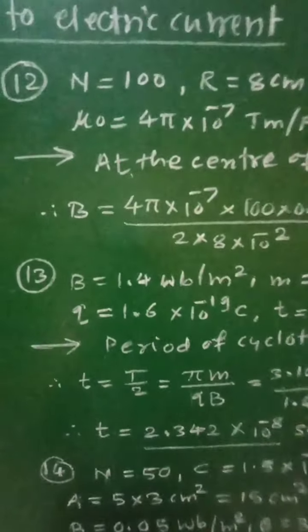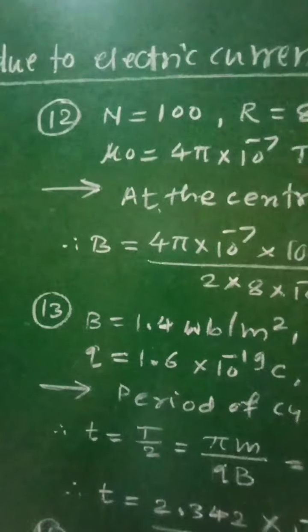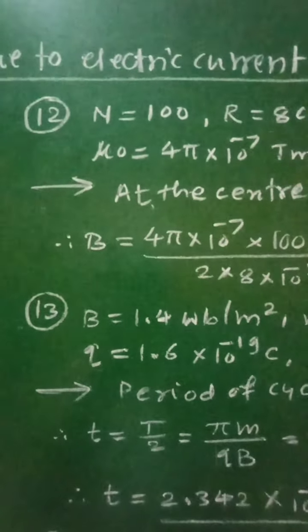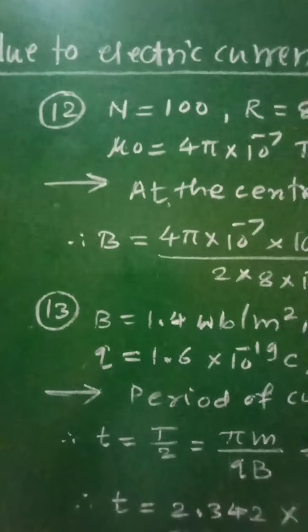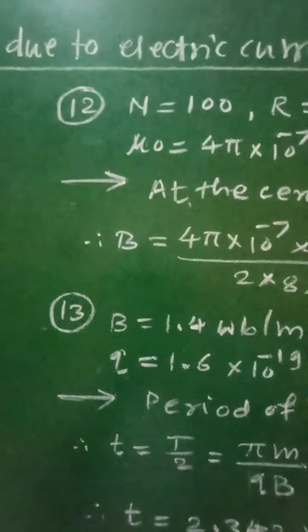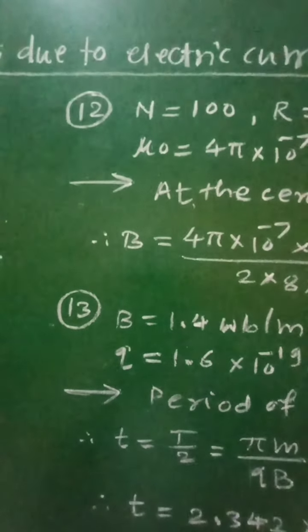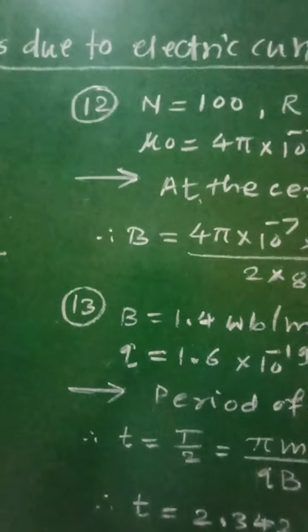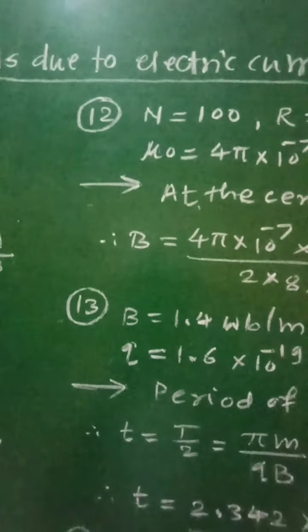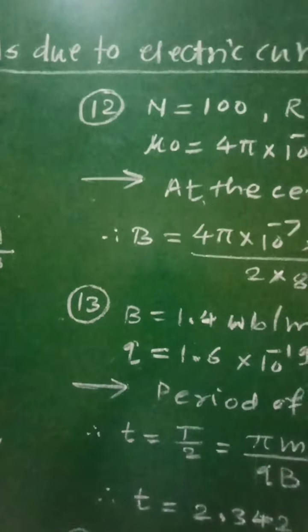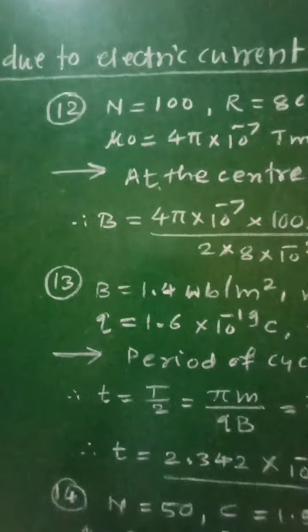And now we'll go for next numerical, that is numerical number 12, which is given as: a circular coil of wire is made up of 100 turns, each of radius 8 centimeter. If a current of 0.4 ampere passes through it, what will be the magnetic field at the center of the coil?